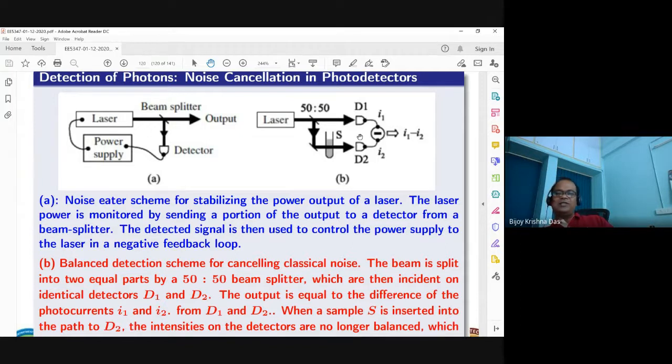But the classical noise portion can actually be subtracted, because classical noise will be there along with I1, and classical noise will be there along with I2, and that will be subtracted. But the shot noise will not be subtracted, because they will actually be at different times. Here it will not be correlated. It will come quantum-wise, and that will always be there.